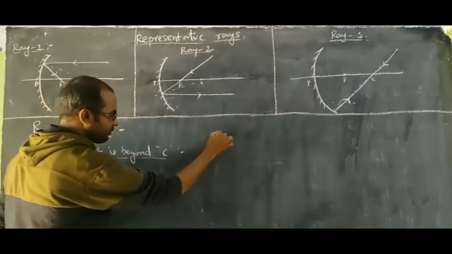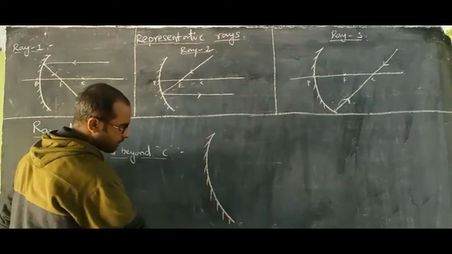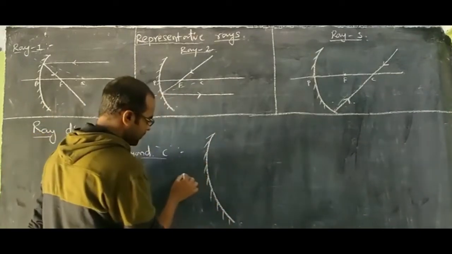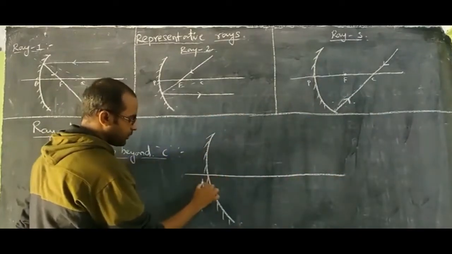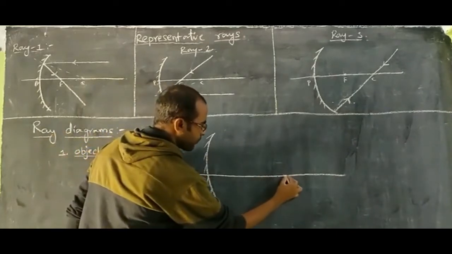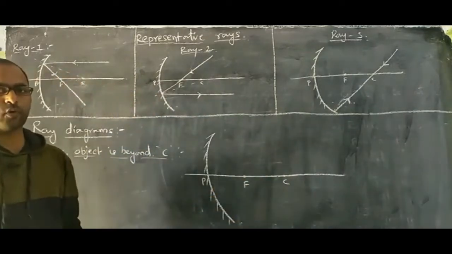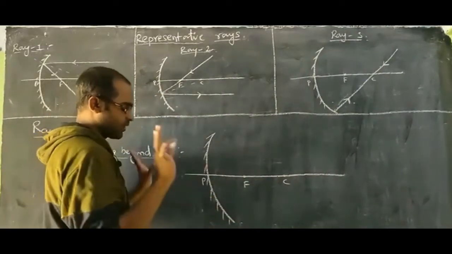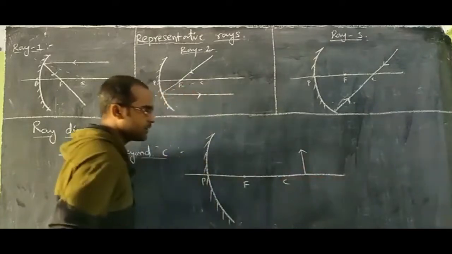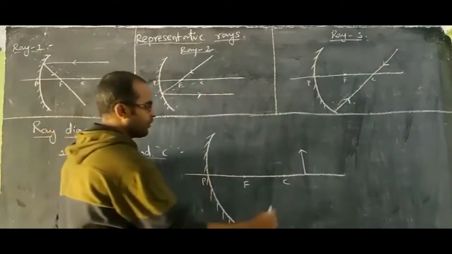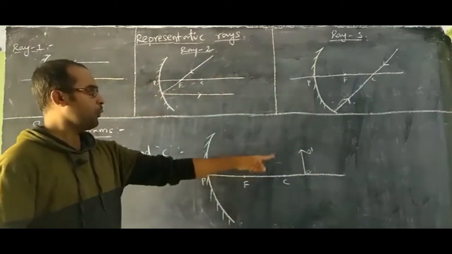So let us take the concave mirror, and let us represent all the points: pole, center of curvature and focal point. Now let us take the object. The object is just beyond the center of curvature. Represent the object as O dash.